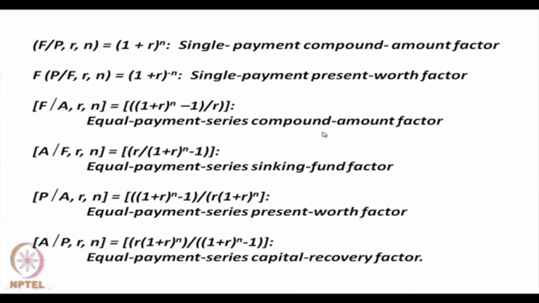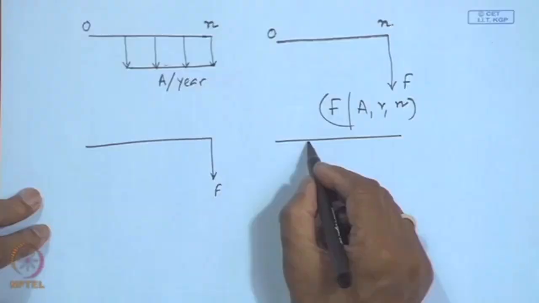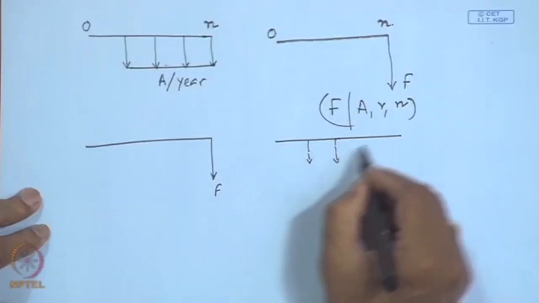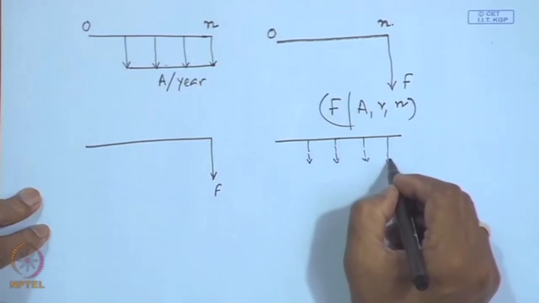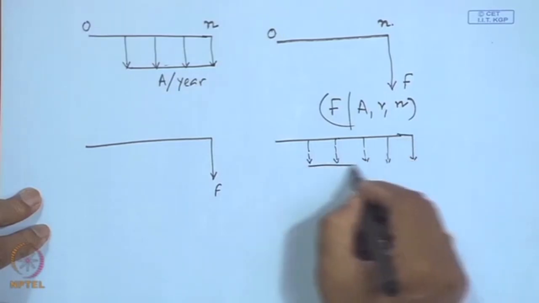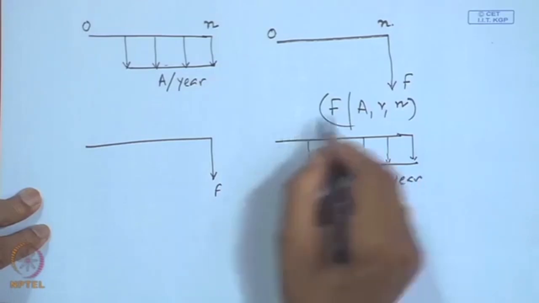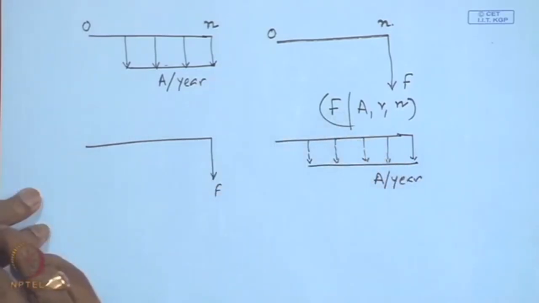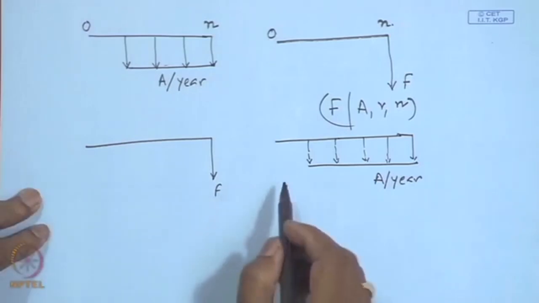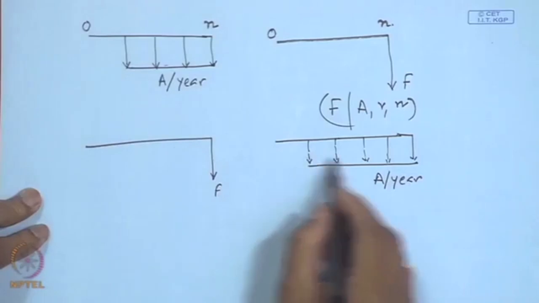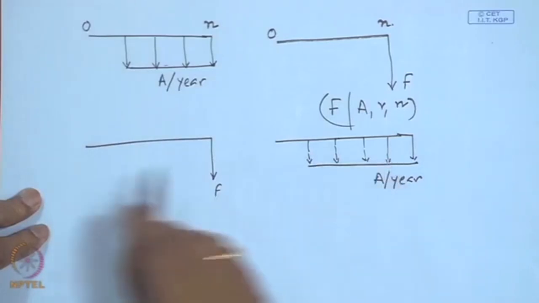And the reverse is that we are given this F and we are required to find out what could be the equivalent series of payments A per year. It is just the opposite. A given F, r, n, this is equal payment series sinking fund factor. This is called a sinking fund factor.